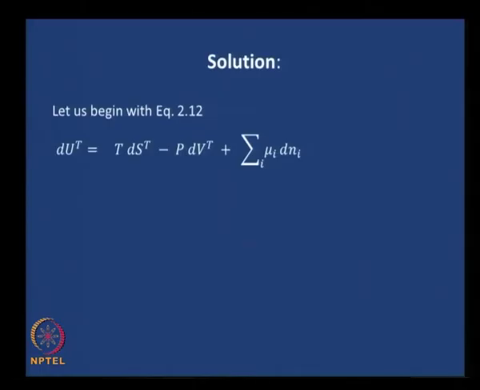Let us look at a part of the solution now. To do this, you know that we are looking for dou Ut dou Vt. Let us begin with equation 212, because this has the relationship for dUt, and these would be dou Ut and so on. We know that dUt equals T dSt minus P dVt plus sum over all terms i, mu i dni.